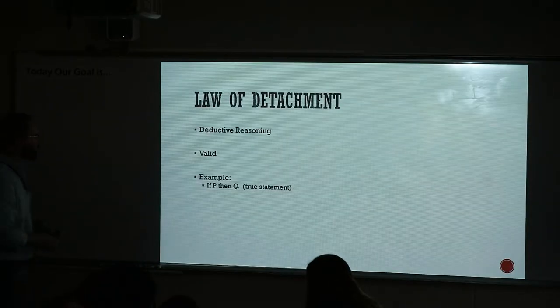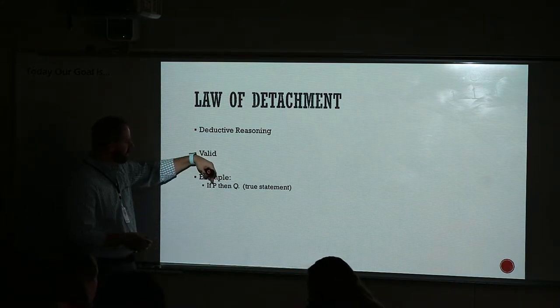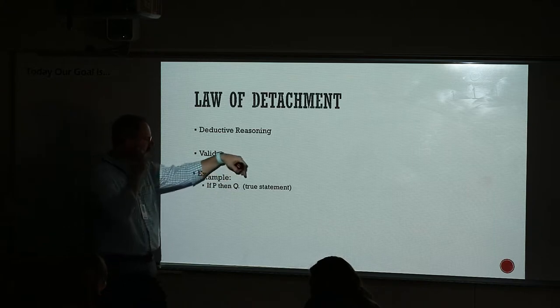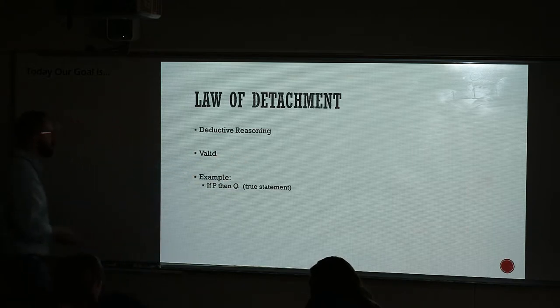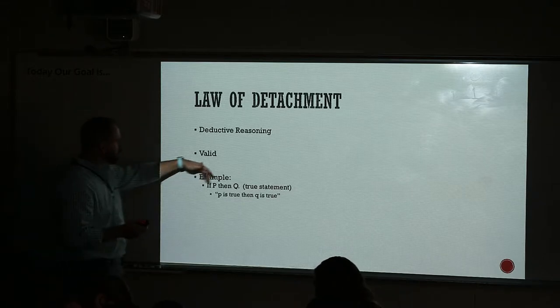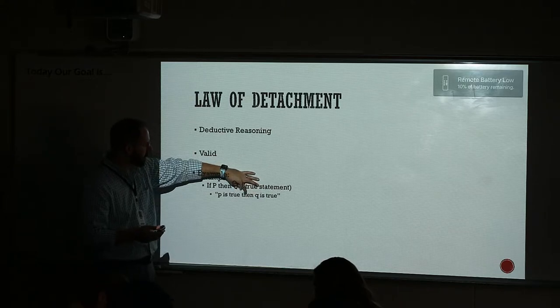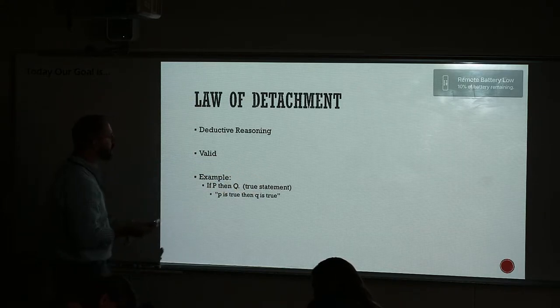So, law of detachment, here's our parts. An example that I want to tell you: if P, then Q. These are some statements. P is a statement in math, Q is a statement, and we're going to assume that this is true. There's no counterexample to it. If P is true, then Q is true, because that's how you get a true statement. When we're using if-then statements, they both have to be true.